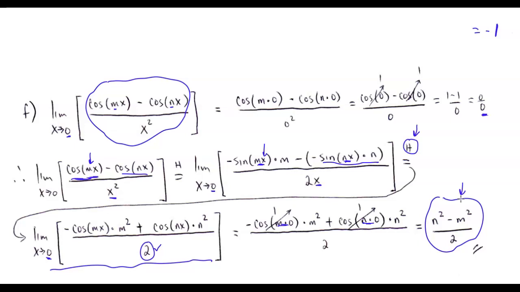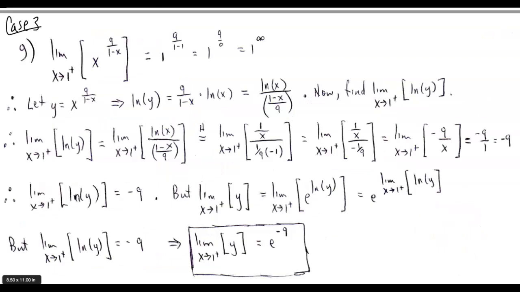Now, to put that in layman's terms, we know that the hole in the graph of this function is going to be at the point 0, (n squared minus m squared) divided by 2, okay? So that's conceptually what that means whenever we evaluate that limit. All right, so let's move on to the next example.